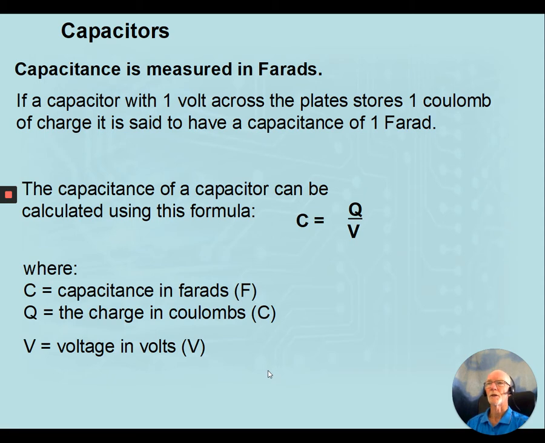Capacitance is measured in farads, where 1 farad is if we have two plates with 1 volt across them that is able to store 1 coulomb of charge, where a coulomb is 6.28 times 10 to the 18 electrons. And capacitance in farads is equal to the charge in coulombs divided by the volts needed to put those coulombs there.